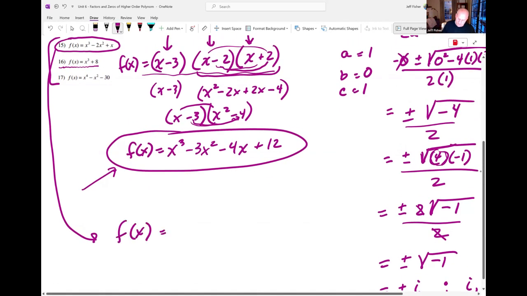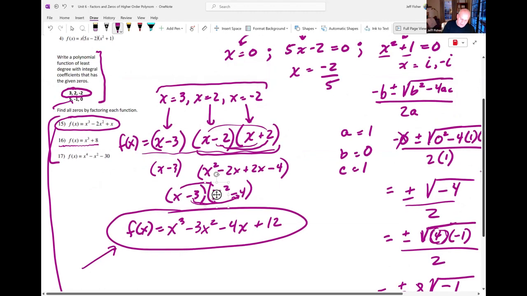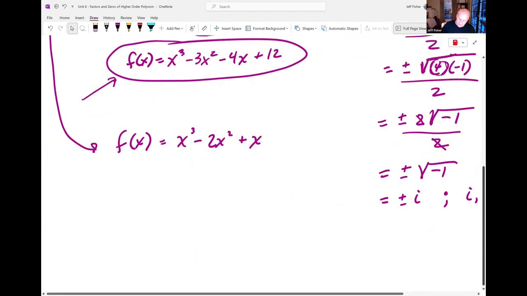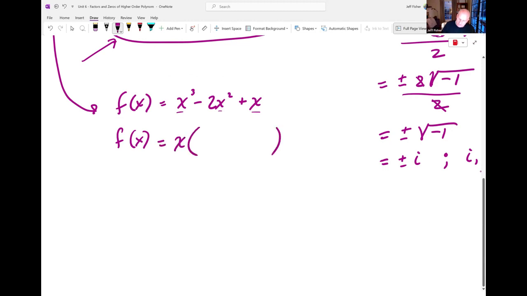f of x equals x cubed minus 2x squared plus x. And it's asking us to find all zeros by factoring. How do we factor? Well, what common factor can come out of here? We have a common x, right? So f of x equals x times what? Well, x times x squared equals x cubed. x times, we take an x out of negative 2x squared, and we get negative 2x. And then we get a plus 1 when we divide x by itself.